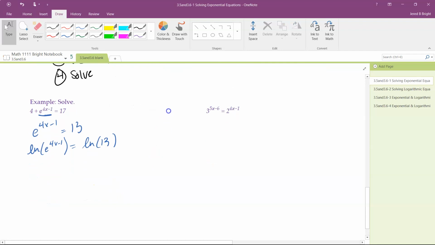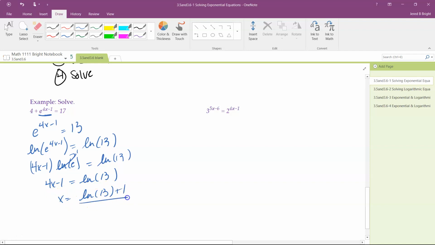Natural log of 13. The reason I'm choosing natural log is really nice because after I bring the exponent down, I'm left with natural log of e, which just reduces to 1, and that makes my solving process even quicker, because then it's just 4x minus 1 is equal to natural log of 13, and then add 1 divided by 4, x ends up being natural log of 13 plus 1 all over 4. And I'm done with that one.